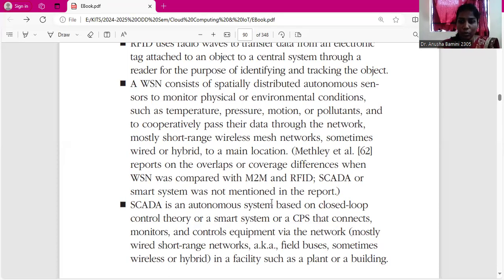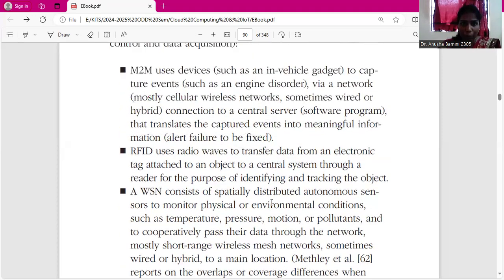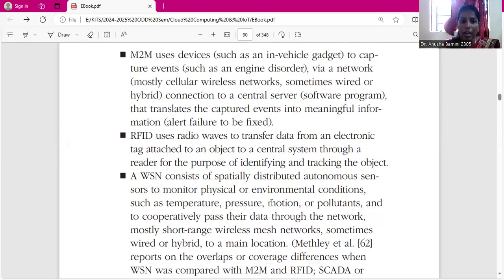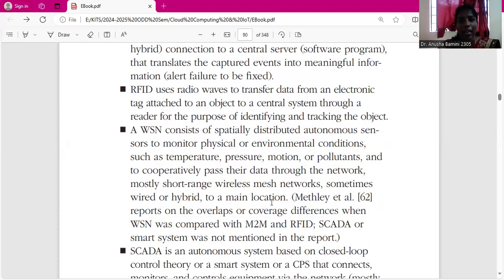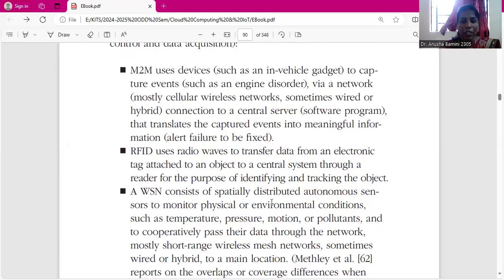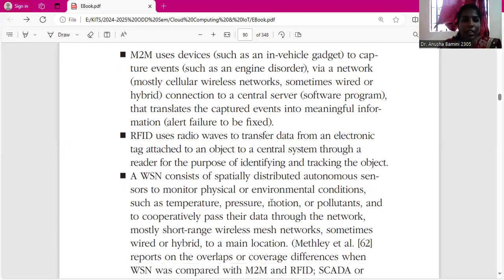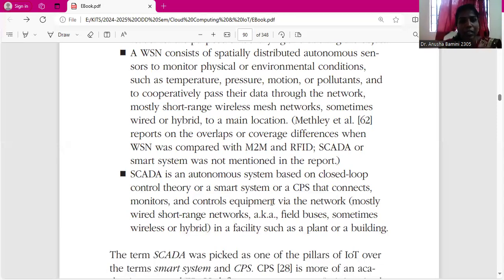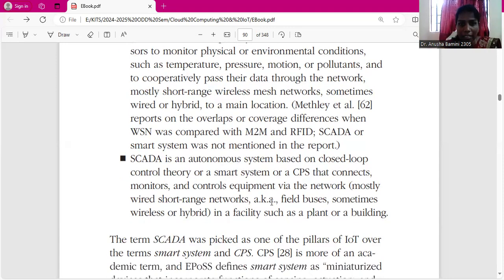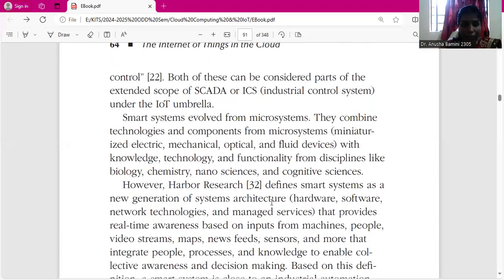So to execute the Internet of Things, we must need M2M, machine to machine devices, RFID, wireless sensor network, and SCADA. This means we need some devices to work for IoT. Then we need the radio frequency wave, then the sensor network to connect the devices, and finally the data is gathered using SCADA. Then one by one we'll see them briefly in this chapter.